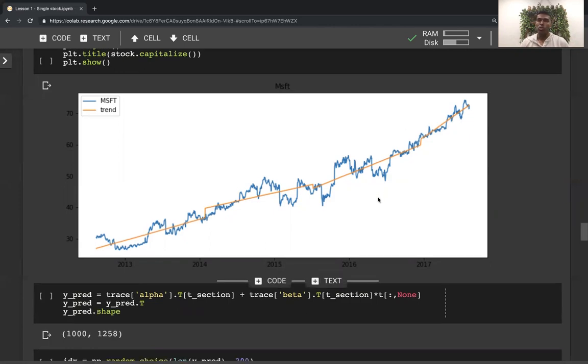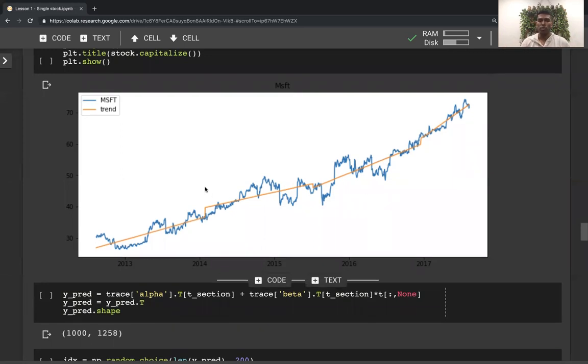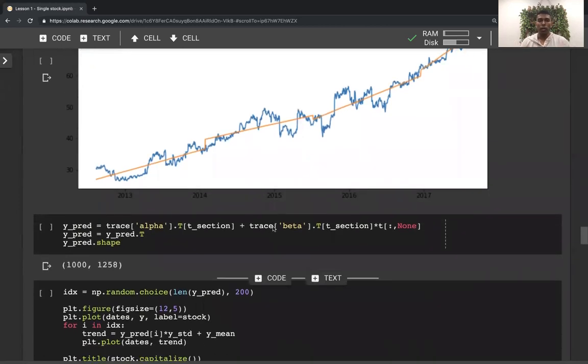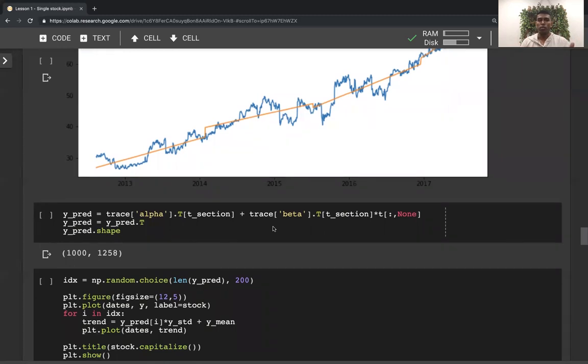Because we did do Bayesian, one thing you should look at is the variance of this estimate. And the way that you do that is, rather than looking at this standard deviation, I'm actually going to plot, say, 200 of the 1,000 iterations that I had. So I'm going to use the trace of alpha on its own. So not the mean of it, the actual trace. Again, indexed by T section. Do the same thing for beta and multiply by time. Okay, so this is the y-predicted thing over here. And if I look at the shape of y-predicted this time, I have 1,000 iterations of that. So 1,258 is how many time steps that I have between 2012 and 2013, the number of days that I have.